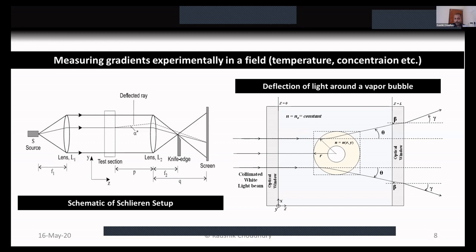Suppose there is a gas bubble or a vapor bubble which has got a varying temperature starting from center to its periphery. So the light that is passing through different parts of the bubble will get deflected differently. And then if we can by some means measure or quantify that deflection, we can precisely predict the gradient of the temperature or the gradient of the heat transfer, such physical quantities.